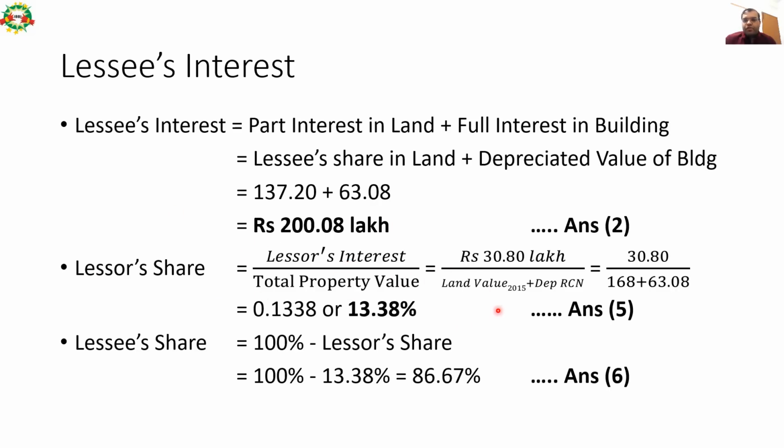What is total property value? Total land value plus depreciated RCN. So total land value was lessee's interest in land plus lessor's interest in land. So 168 plus 63.02, the depreciated replacement cost of the building. So this is total value. So this gives 13.38% as lessor share in total property value, and lessee share is 100% minus lessor share. This gives us 86.67% lessee share in the property value.